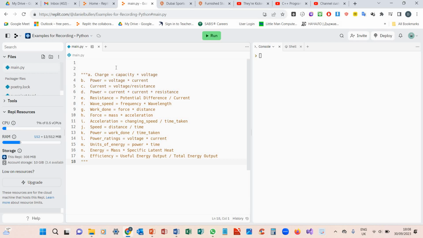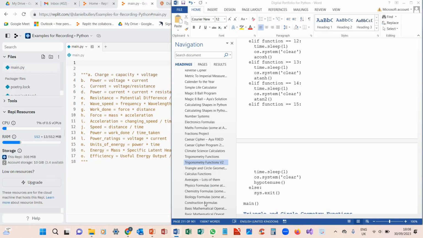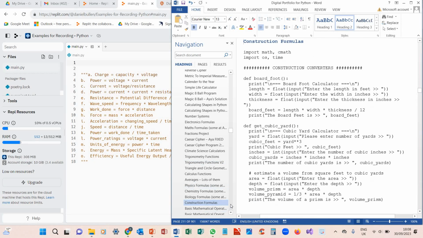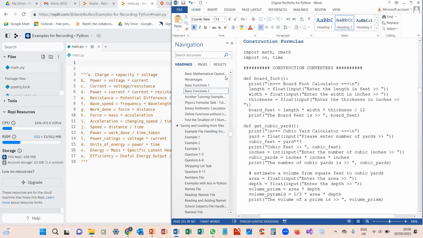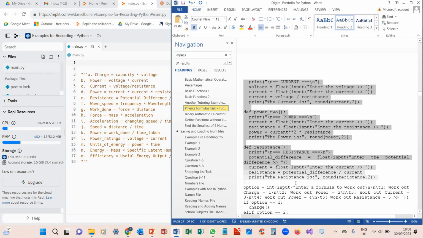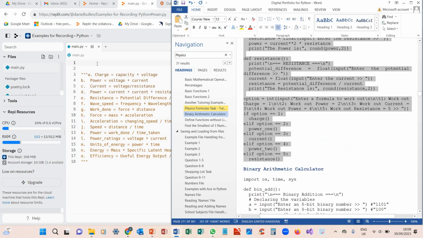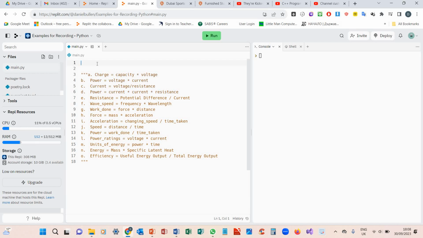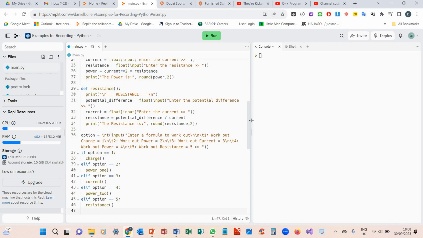So how are we going to do this? The first thing we can do is I would be doing a menu. And what you can do, if you really wanted to, is let's find the physics stuff. Here then. So let's say I want to find the charge, power, current, resistance, and we're going to have the different options. I've got a little bit of a working example already, so we're going to expand on that.